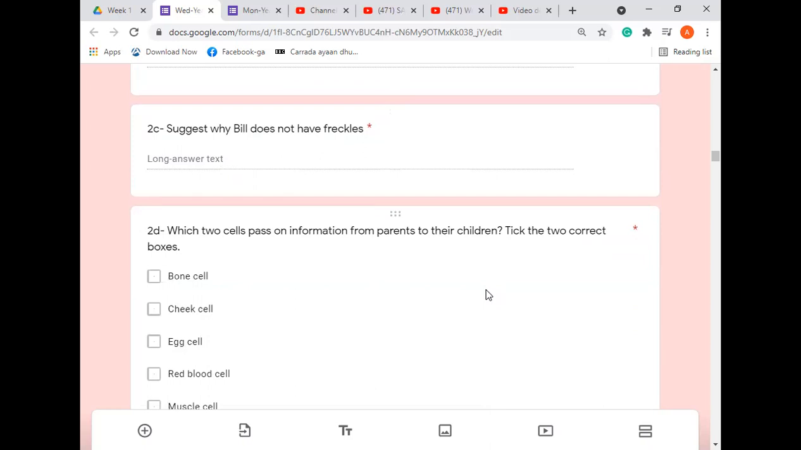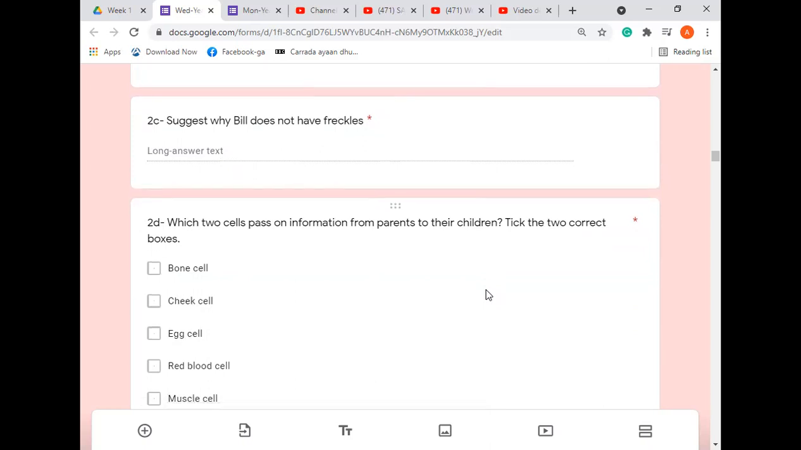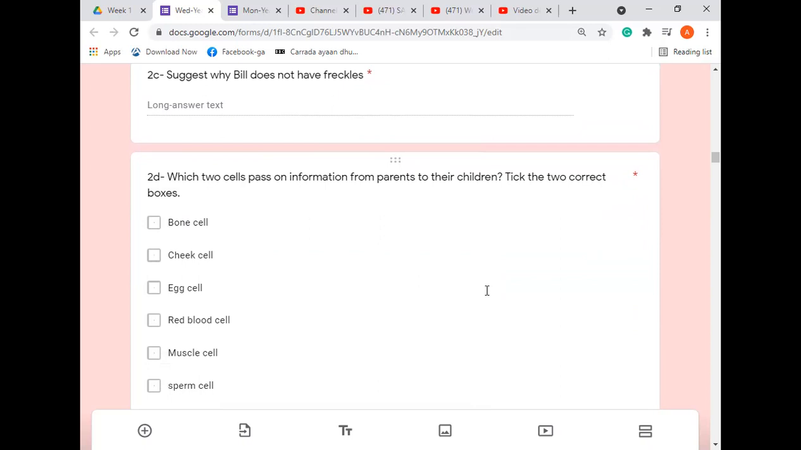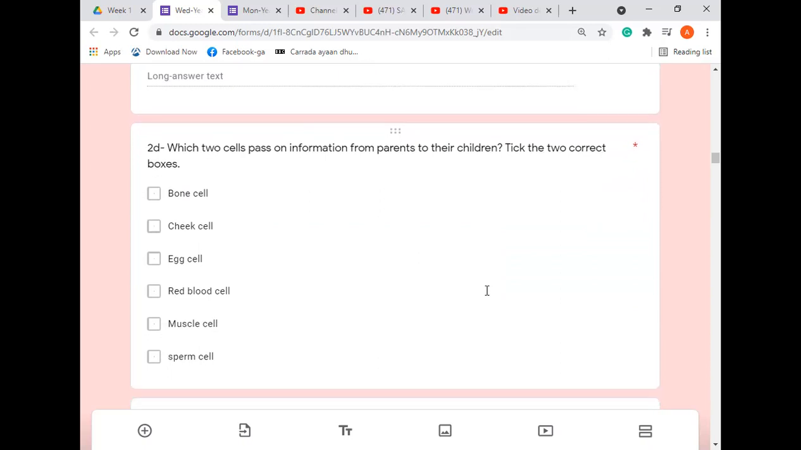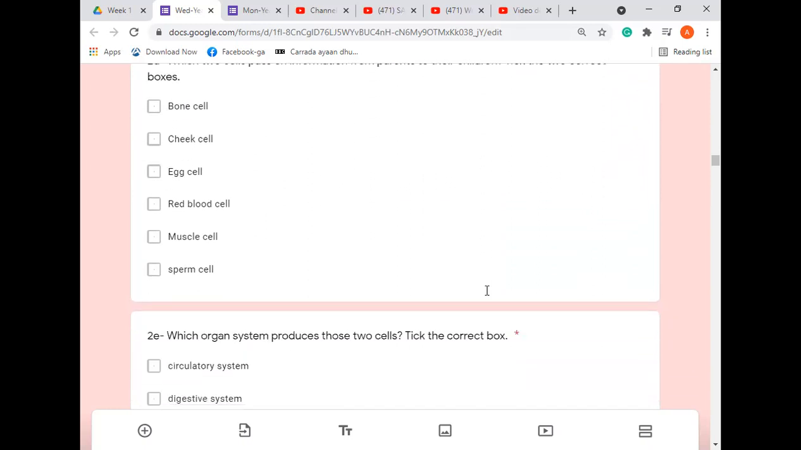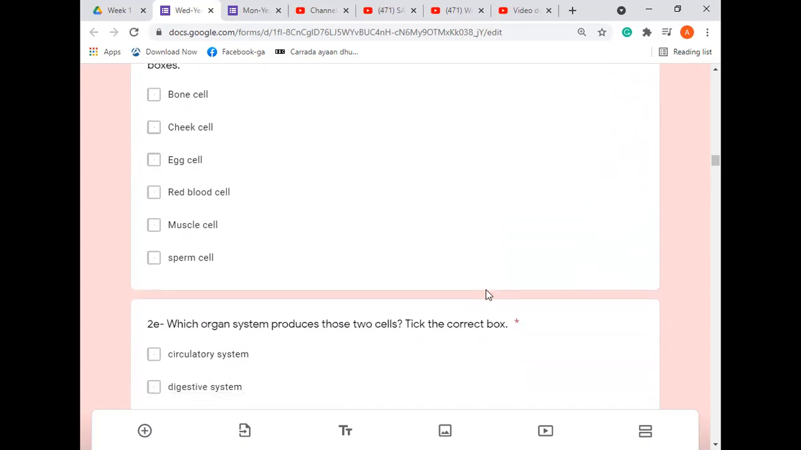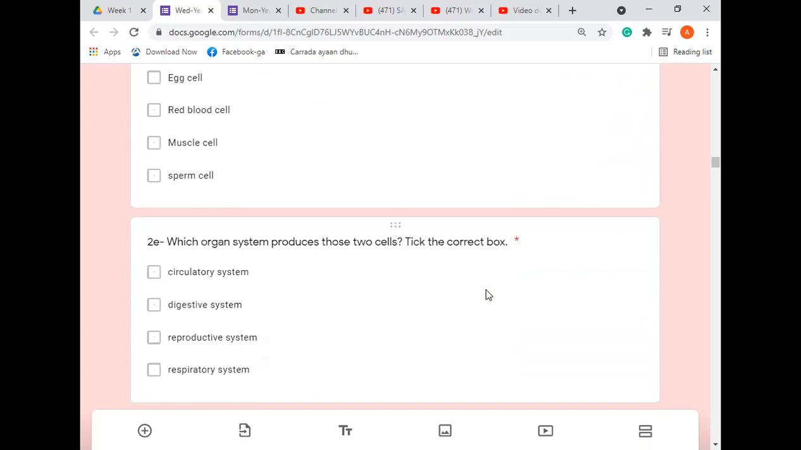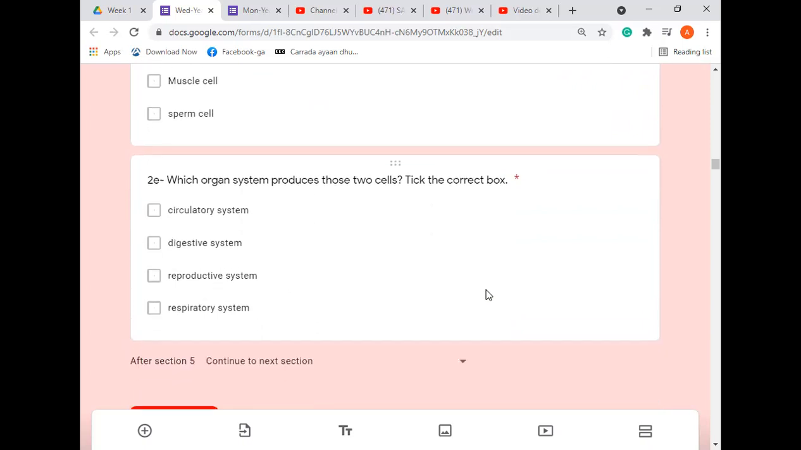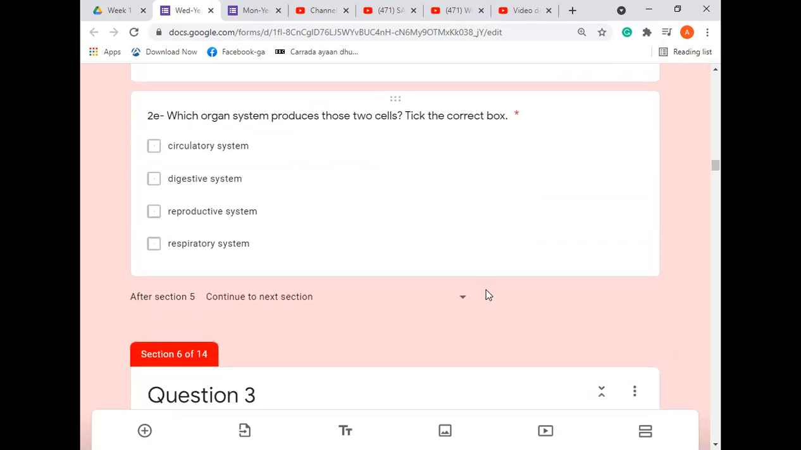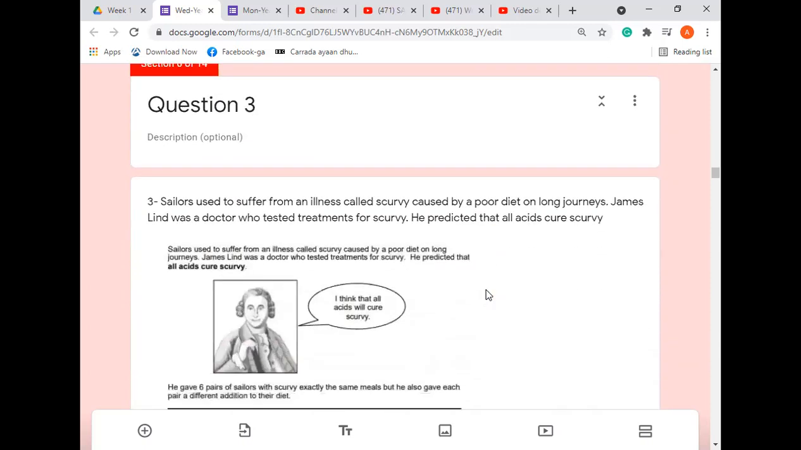Which two cells pass on information from the parents to their children? Tick the two correct boxes: the bone cell, cheek cell, egg cell, red blood cell, skin cell, or sperm cell. Which organ system produces those two cells? These are the circulatory system, the digestive system, the reproductive system, or the respiratory system.